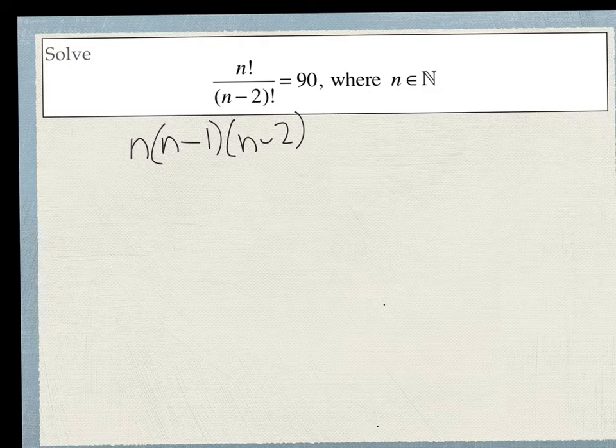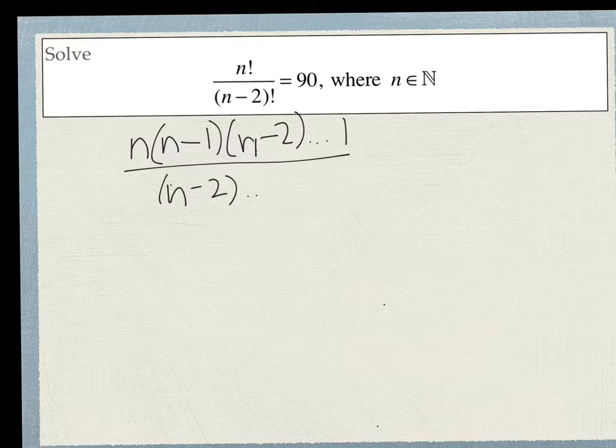Okay, and it keeps going. I don't like the way I had that there. And oh my god, it's even worse. Look at that. And n minus 2 all the way down to 1. Okay? And on the bottom, n minus 2 factorial is also n minus 2 down to 1. And see, I didn't even bother writing anything in between them, because I know it's just going to keep getting lower.